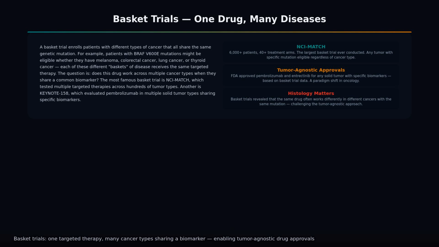in each disease-specific basket. The most ambitious example is NCI-MATCH, which screened over 6,000 patients and tested more than 40 targeted therapy arms across hundreds of tumor types. Importantly, basket trials led to the first tumor-agnostic drug approvals by the FDA, drugs approved for any solid tumor with a specific biomarker, regardless of where the cancer started.